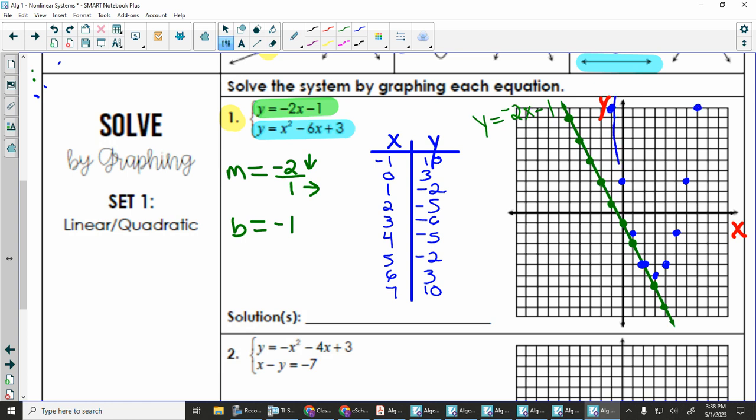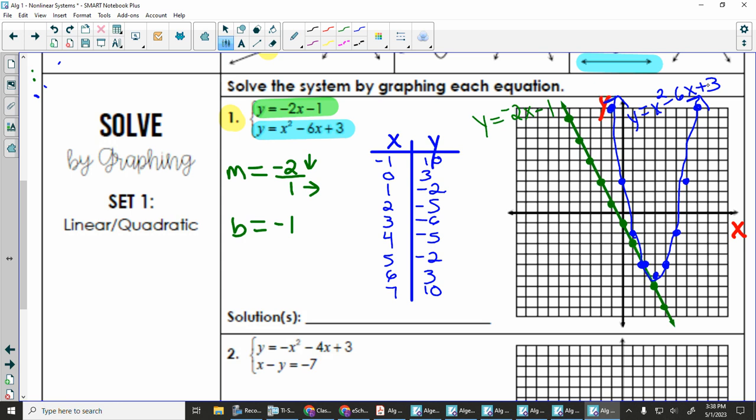Connect our dots, again, as neatly as possible. I have a little trouble with this sometimes. Arrows on the end, showing the graph goes forever. Don't forget to label. y equals x squared minus 6x plus 3.